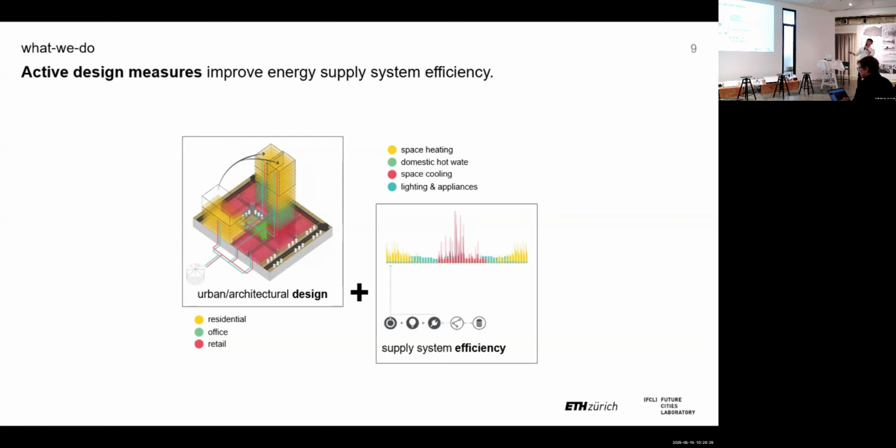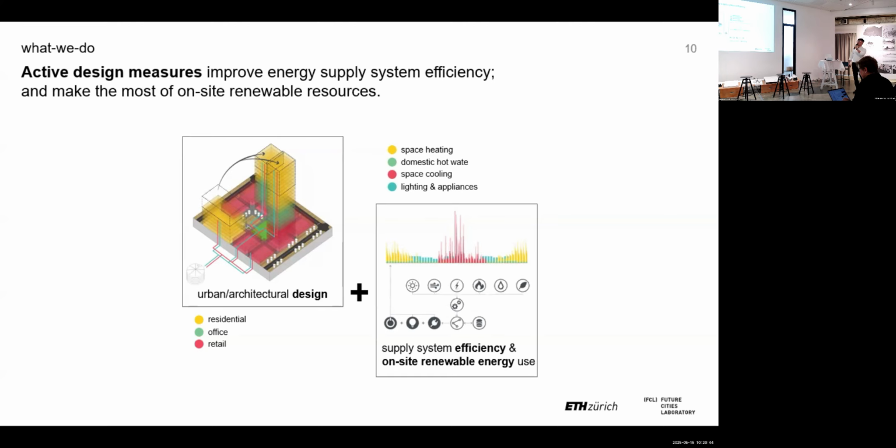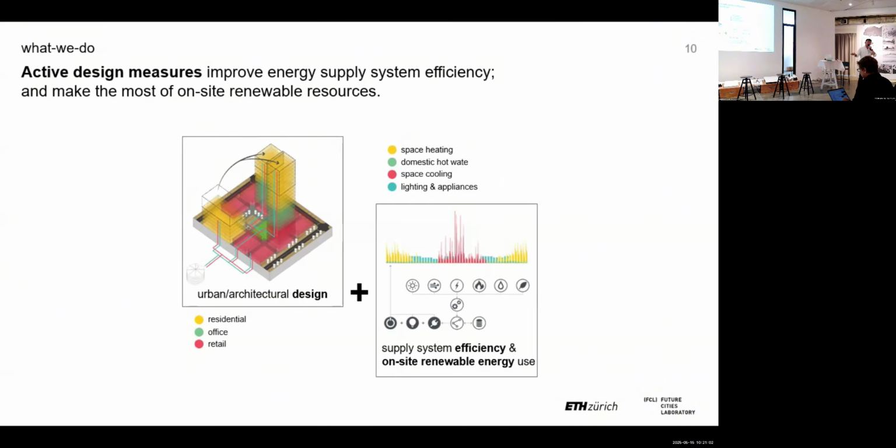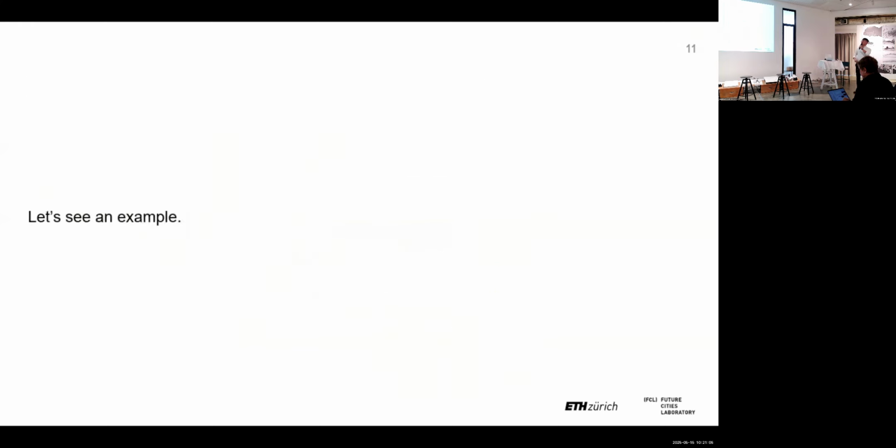And not just energy demand: in addition, we want to study the interplays between the design side and the supply side. There's building and there's demand, and then there's the supply. So we want to study all three parts together, not just simply reducing energy. We call that active design measures, especially for the supply system's efficiency, and we also want to make the most use of the on-site renewable energy resources. Hence, we go hand in hand with all three aspects: supply, demand, and design.